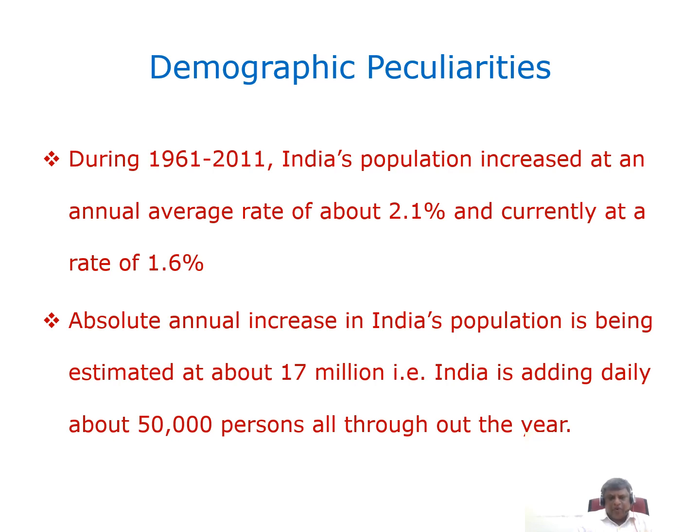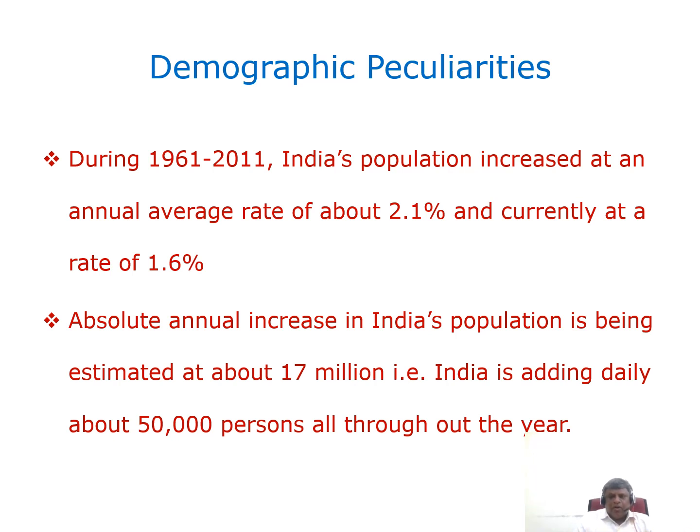In 1951, the country had a sex ratio of 946 females per 1000 males. In 2011, the sex ratio was 943 females per 1000 males, and by 2022 it is expected to be approximately 950 females per 1000 males.